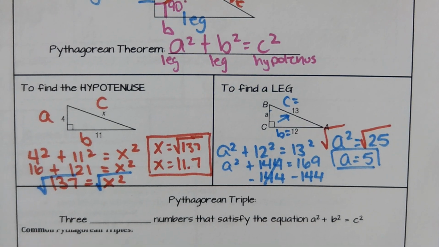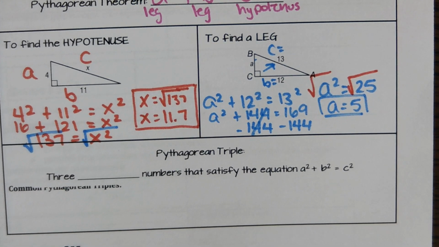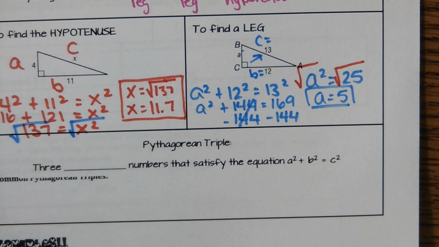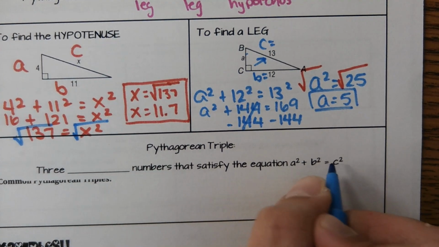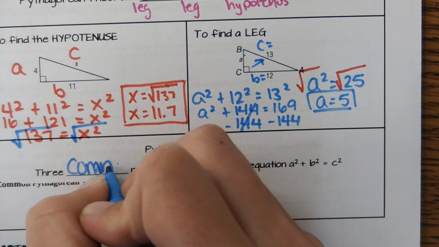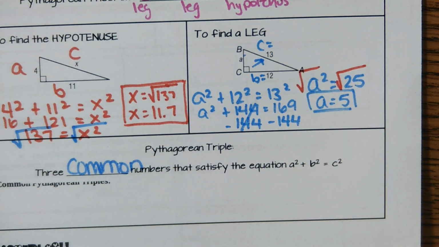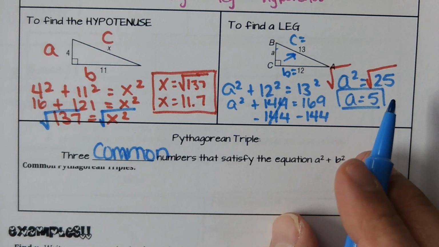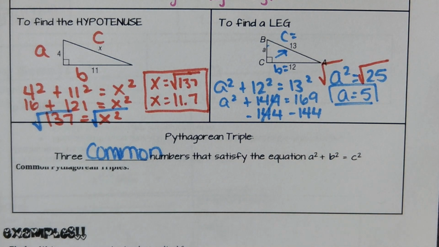Okay, the next thing is probably something you haven't seen before. It's called a Pythagorean triple. There are common numbers that satisfy this equation, a squared plus b squared equals c squared, that make right triangles. And just being familiar with this can actually save you a lot of time.